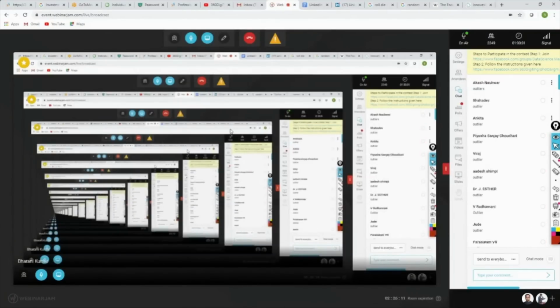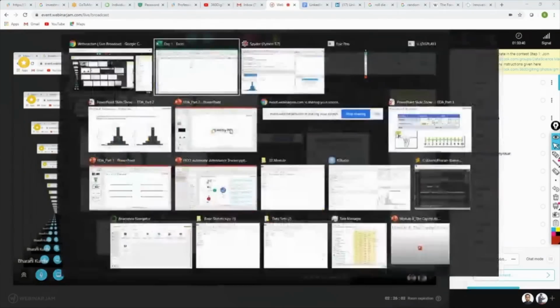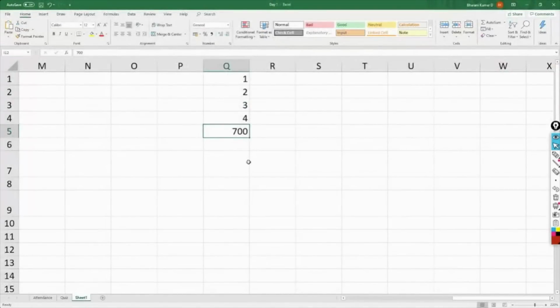Absolutely wonderful, friends. I truly appreciate it. It is called an outlier. Exactly. It is called an outlier. Since there are only 5 numbers, you can very easily identify this as an outlier.